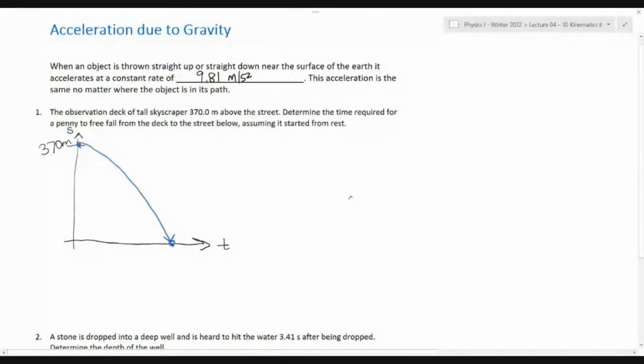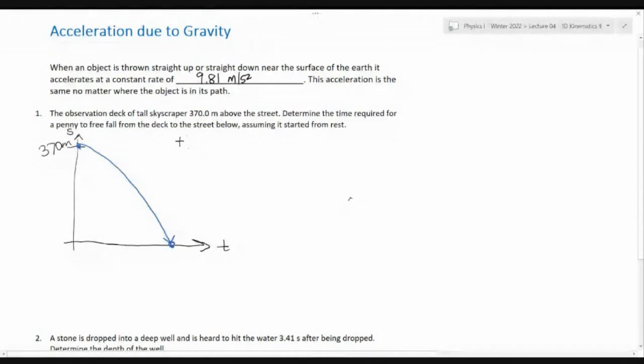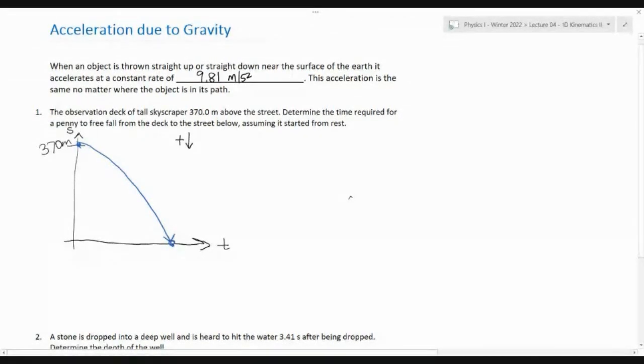For example, in this case, the way I like to do it is I like to say the direction that the object is moving is the positive direction. In this case, the object is moving downwards, so that's the way I'm going to say it's positive. All you have to do is write a plus and an arrow down to tell me that's the direction you're assuming is positive. As long as you stick with that the whole way through the question, then you're good. Somebody else might do the same question with up being positive, and you still get the same answer at the very end.